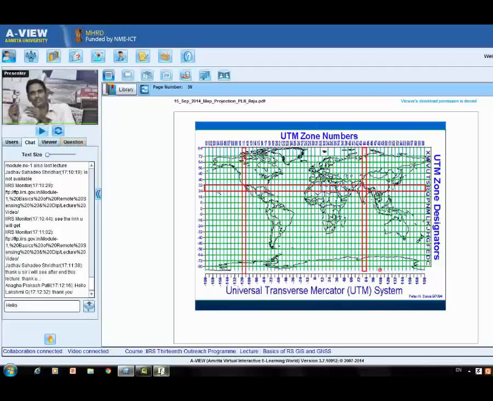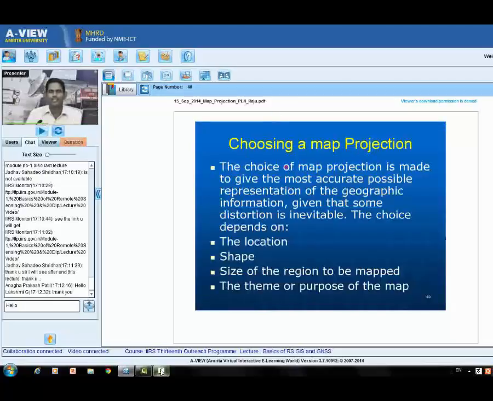You have to give this because you are projecting to Universal Transverse Mercator, and then you have to specify the zone. Once you specify the zone, it will calculate all the coordinates, the transformations, and the projection requirements. That's why when you project, you specify UTM and also the zone, and then it will calculate the projection parameters. Finally, when you talk about a map projection, the choice is made to give the most accurate possible representation.